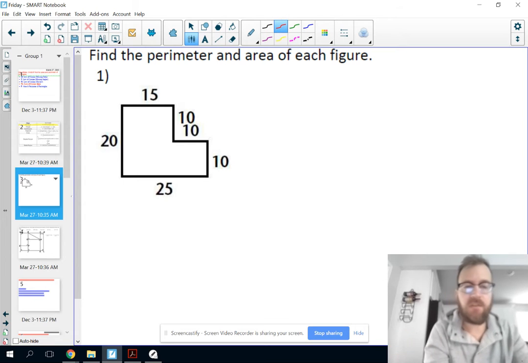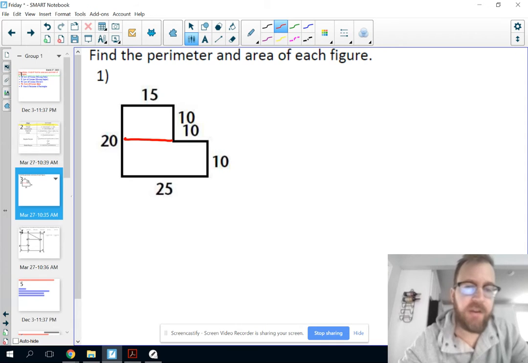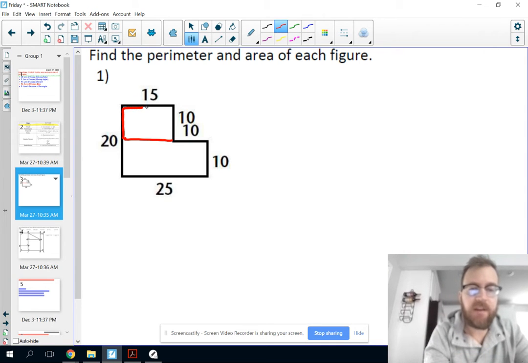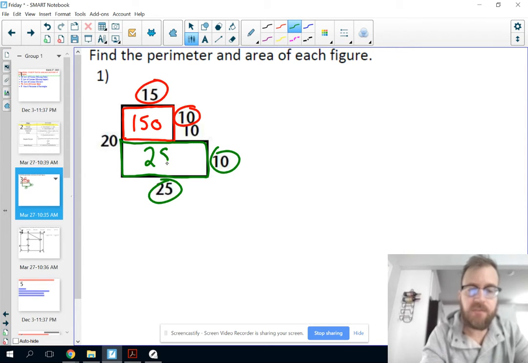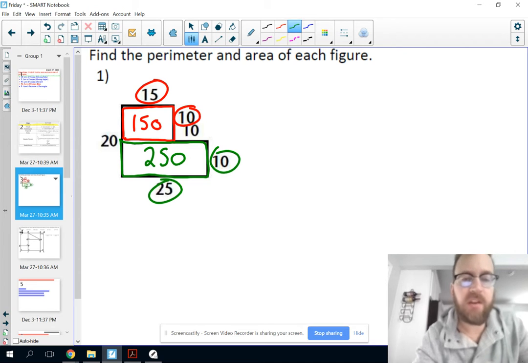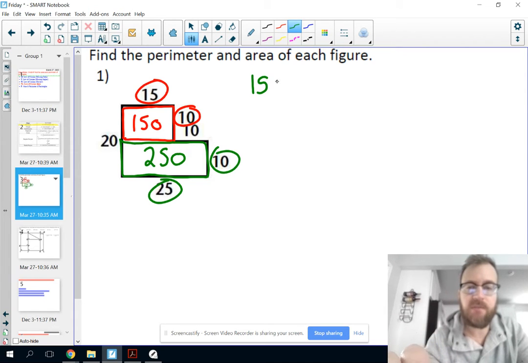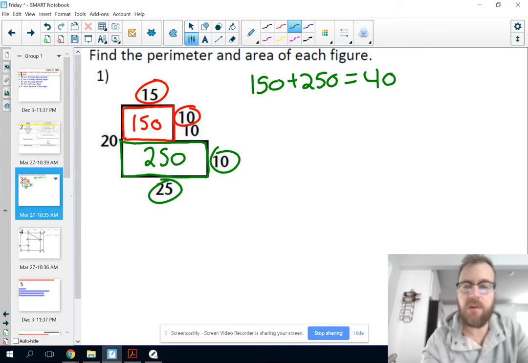So first thing you can do is just draw a horizontal line right here. So our area for this rectangle now would be our base times our height. So our 15 times 10. So 15 times 10 is 150. And then for our rectangle on the bottom, we've got 10 times 25 is 250. And then to get the total area, you would just add those two numbers together. So 150 plus 250 would equal 400.